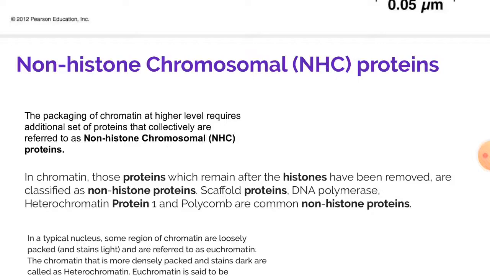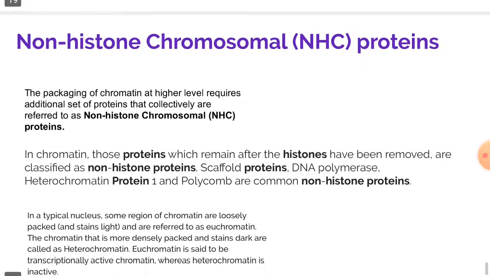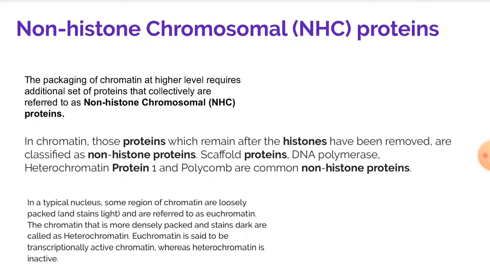Besides the histone molecules, there are certain non-histone chromosomal proteins also present in the chromatin. This structure, along with the nucleosomes, that is the beaded structure, requires packaging for formation of the chromosome, and for this it requires an additional set of proteins, known as non-histone chromosomal proteins. They are required for the formation of compact thick chromosomes during the metaphase stage. So in chromatin, the proteins which remain after the histones have been removed are known as the non-histone proteins.